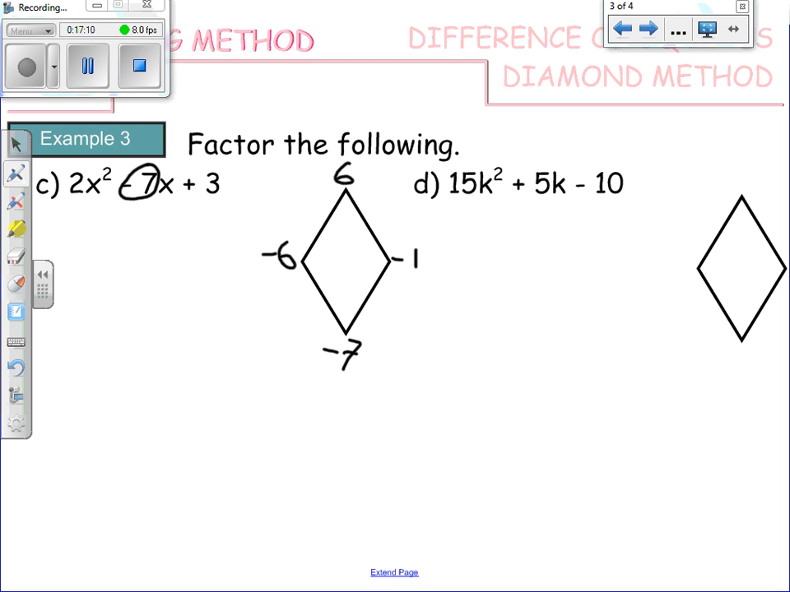Two ways to do it. The first way we're going to do is just break the middle one up into these two terms. So you rewrite it like this. It's the exact same equation. This first equation is the exact same as that equation, except I've changed negative 7x into negative 6x and negative 1x.